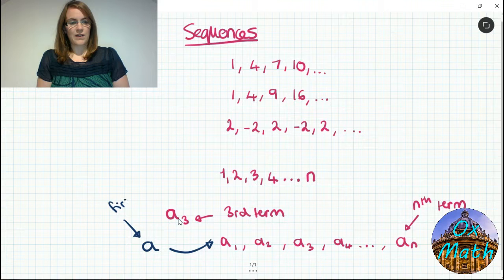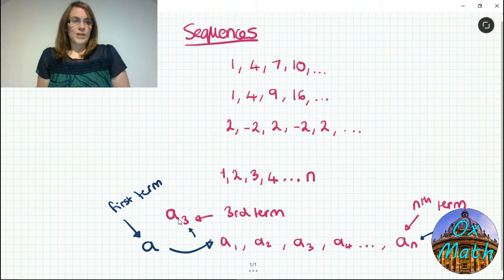a is the first term. a with a small subscript number means a certain term, so a3 would be the third term, a10 would be the 10th term, and an means the nth term, which is often used as the last term of a sequence.